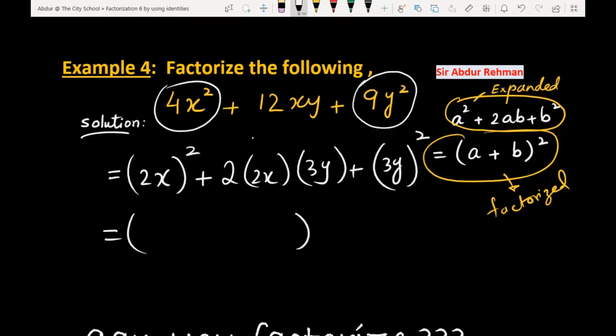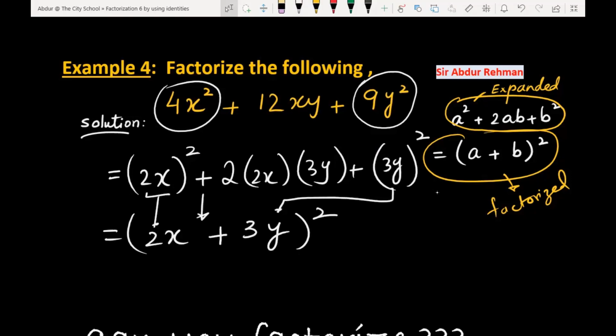Now, this is your expanded form, and the factorized form will be (a plus b) whole square. The a is 2x and the b is 3y. So I'm going to write a as 2x and b as 3y. Now copy this sign, plus. This is the factorized form of 4x square plus 12xy plus 9y square. So this is the final answer here.